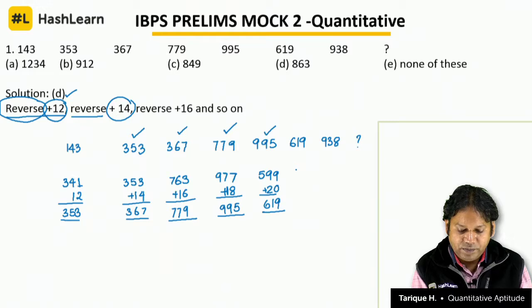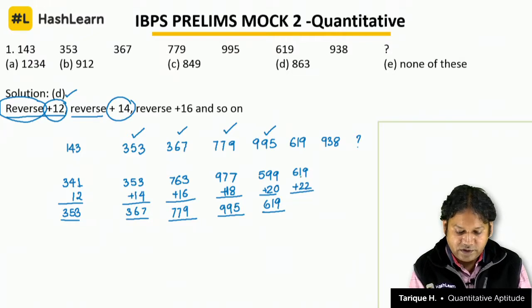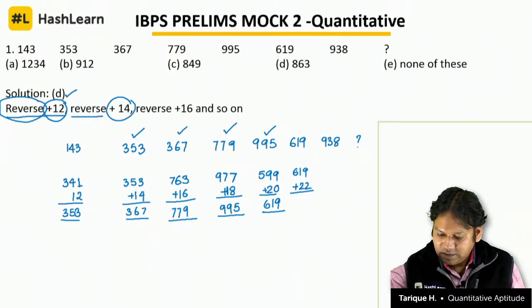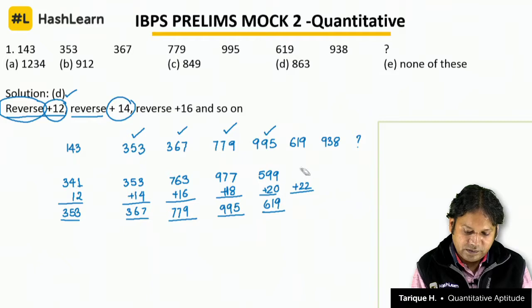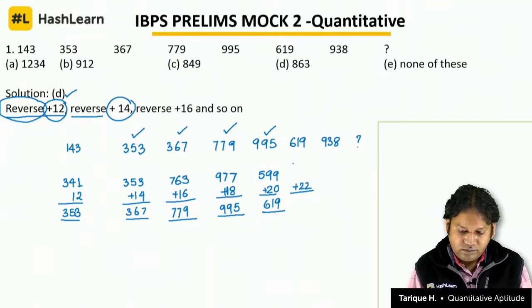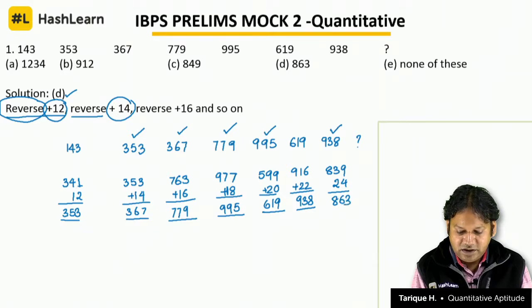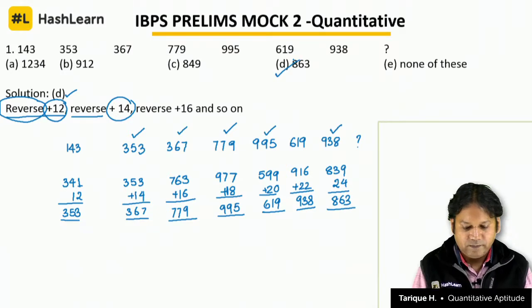The next time you do 619 plus 22, you get 938. First of all, not 619, just reverse the number. So 916, 916 plus 22, 938. So we get 938. Now when you reverse it, it becomes 839, and 839 plus 24, if you do, you get the number 863, and that is your answer.